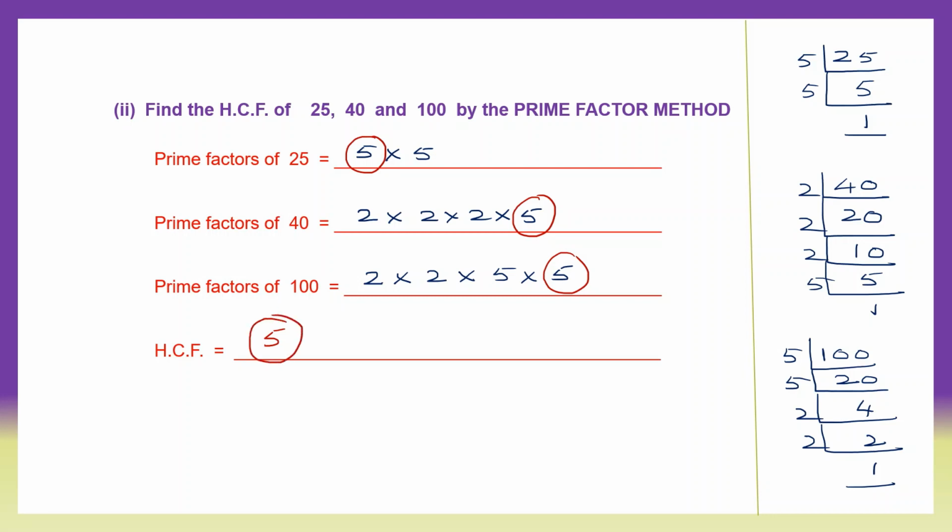Now suppose I had 2 also common. Now suppose I have 5 and I also have 2. Then I multiply it. Okay, I write 5 into 2 and get the answer. But here I only have 5, so 5 is my HCF.